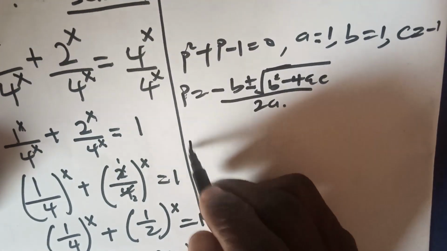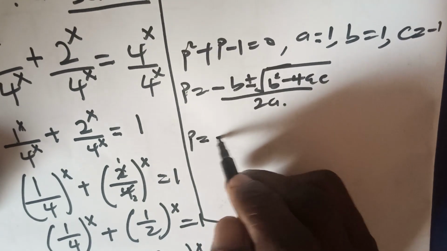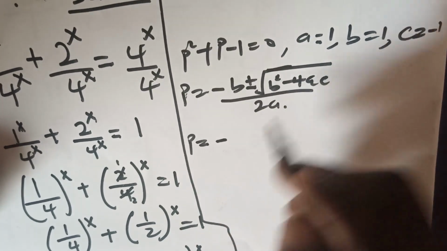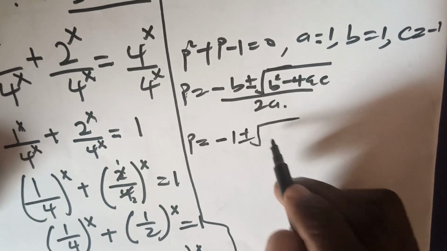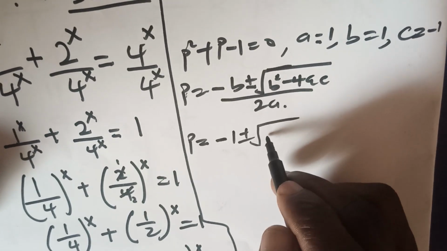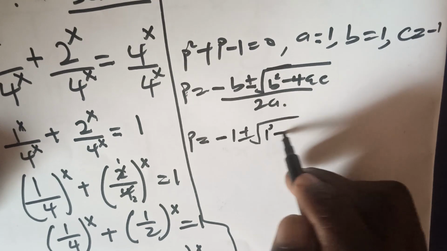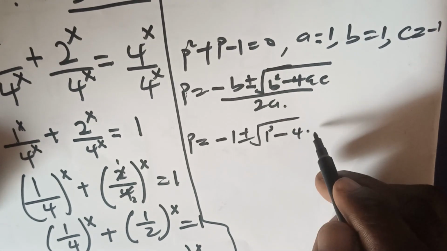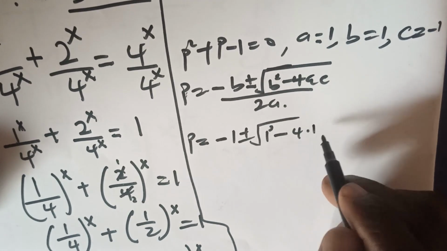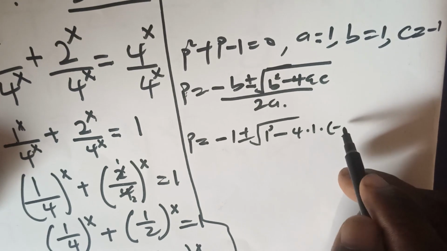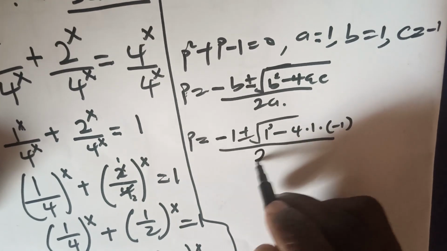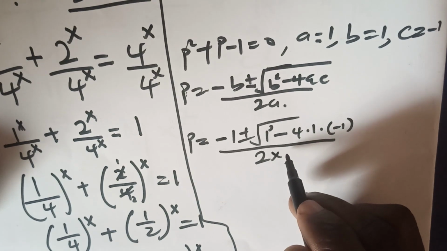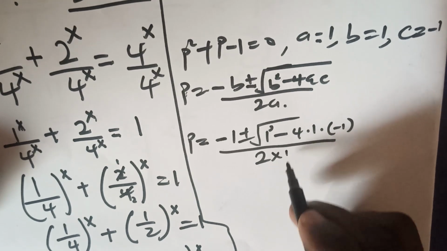So in the place of that, we can say p is equal to minus b plus or minus the square root of b squared minus 4 times a times c, all over 2 times a. Your b is 1, so 1 squared, minus 4 times 1 (your a) times, what is your c? Minus 1, close bracket, all over 2 times a, and your value for a is 1, so we are putting 1.